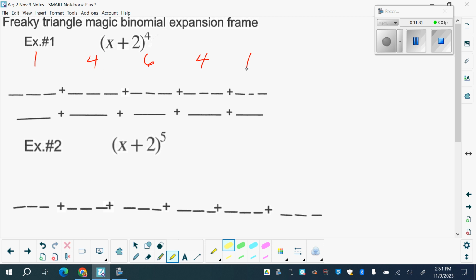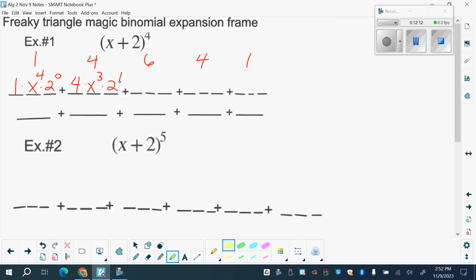So we're going to take a 1 times, this is an x, so we're going to take x to the 4th. So now what we do with the 2, it would be 2 to the 0. What's 2 to the 0? 1. This one would be 4 times x to what exponent? X to the 3rd, and then times 2 to what exponent? 0. 1.